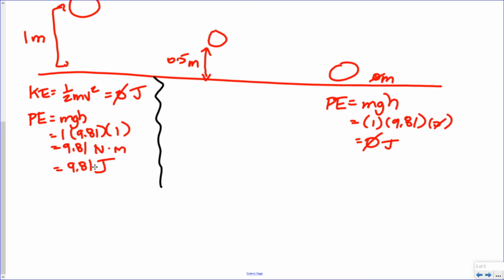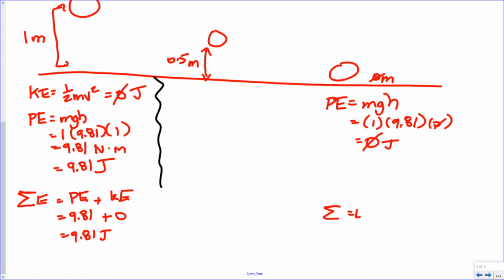So if we take a look at the initial, what was my total energy here? My total energy was just my potential energy plus my kinetic energy, which was 9.81 plus 0, which is just 9.81 joules. What about over here? Well, we know that the total energy still needs to be 9.81 joules, because the law of conservation of energy says that regardless of interactions within the system, the total energy remains the same. So if we had 9.81 joules before, we have 9.81 joules afterwards.